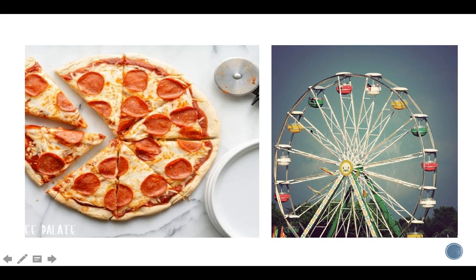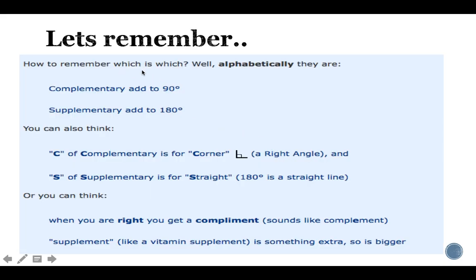So how do we remember which is which when we go alphabetically? Which comes first, C or S? C. So C is 90. They add to 90. S, supplement, that is 180. This is one way to remember. And the next thing is C is a complement. That means C stands for corner. So if this corner is given, then we call that a complement. S is straight. A straight line measures 180 degrees.